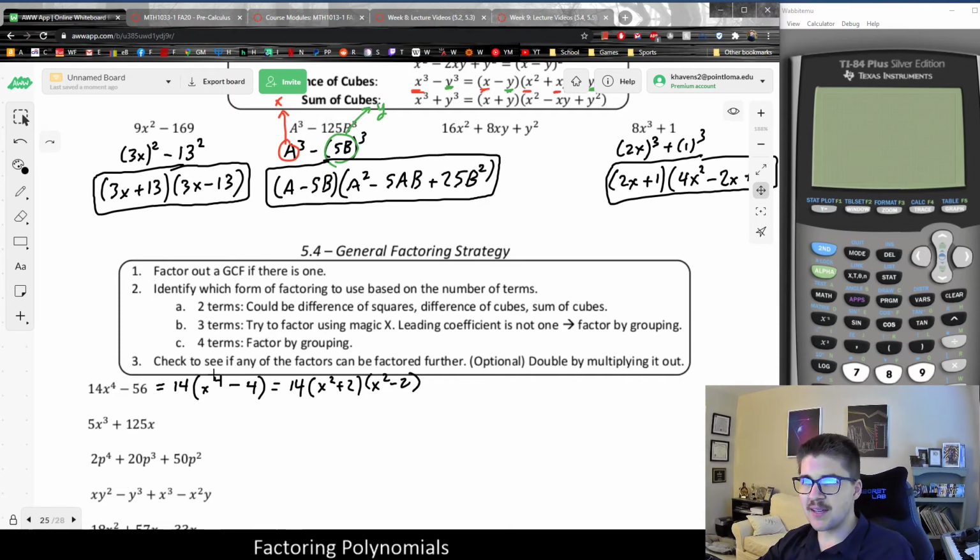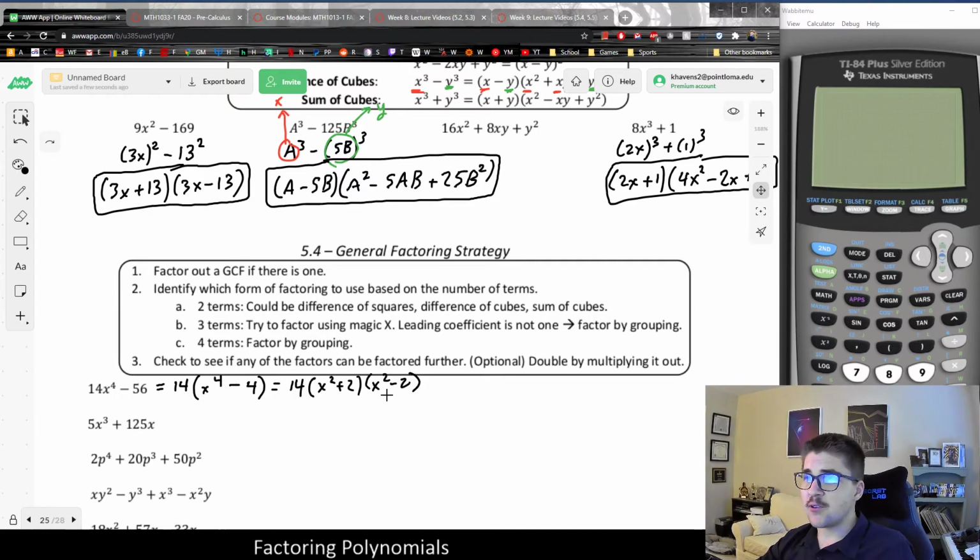And I know that because you could do it by the square root, because this is x squared squared, and this is 2 squared. So it's always the first plus the second times the first minus the second. And notice that again, it will multiply out to make this.